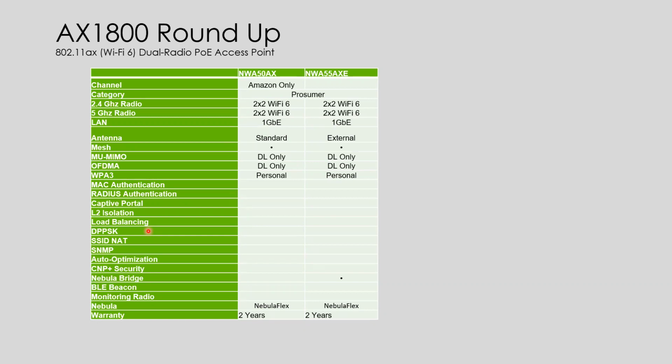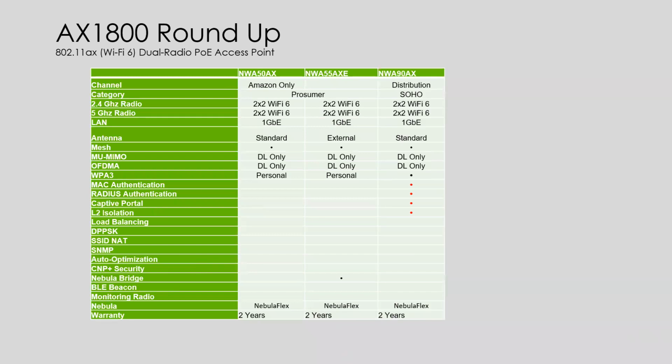Et cetera, et cetera. Now the 55, the outdoor one, does support Nebula Bridge. So if you're looking for an easy way to make outdoor point-to-point links, the NWA 55 AXE is really good for that. But because of some of these missing features, this is why we call it prosumer. A lot of these features are something that you are going to need in a business deployment. And these have a 2-year warranty on them.